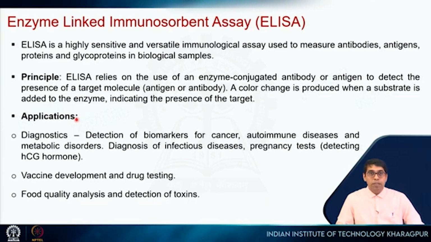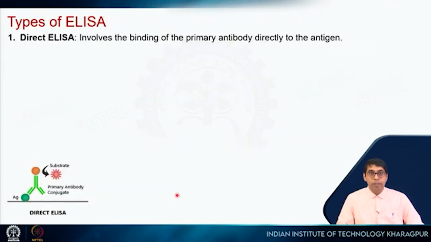And again, the applications are in diagnostics. So, various biomarkers for cancer, biomarkers for autoimmune disease, biomarkers for metabolic disorders, diagnosis of infectious diseases, pregnancy test, etc. Right? It can be used for vaccine development and drug testing, and it can be used for food quality analysis and detection of toxins. Now, ELISA comes in different flavors, right?